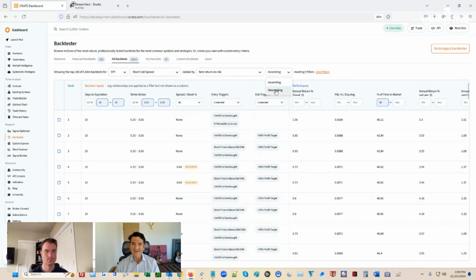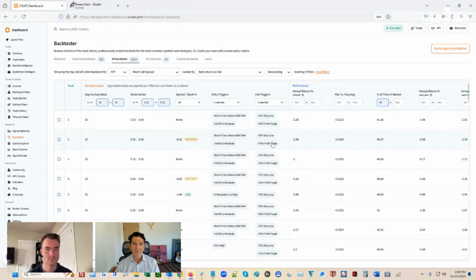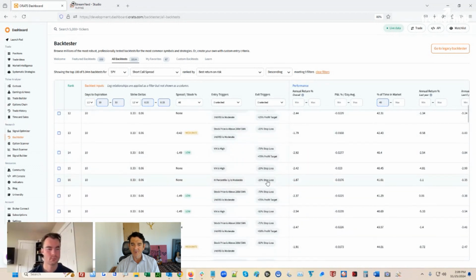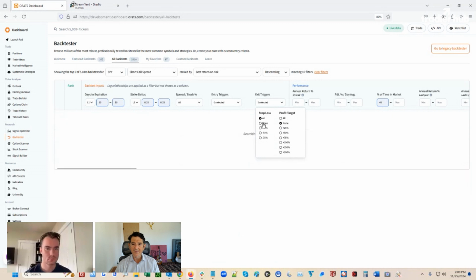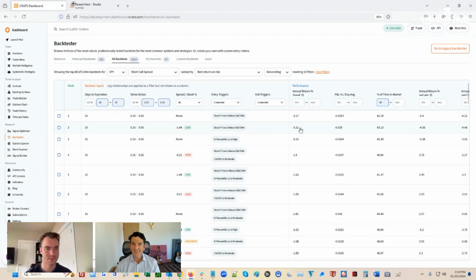If we sort these descendingly, then we can see how the poorest ones do. So this one doesn't do that well, but it has a really tight stop loss and profit target. A lot of these poor ones have really tight stop losses. So I'm going to set the profit target and stop loss to none. This is a pretty constrained test. There are still some ones that lose some money where the stock price is below the SMA. Well, that's not where we are right now. Or the IV percentile is high, so that's good. The ones that are doing poorly aren't really in the same entry or market environment that we're looking at.